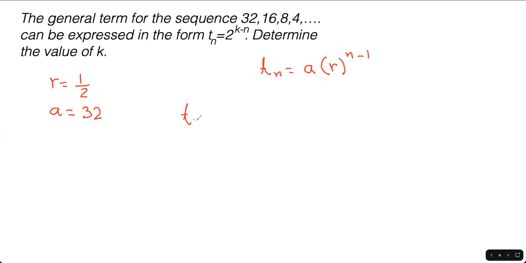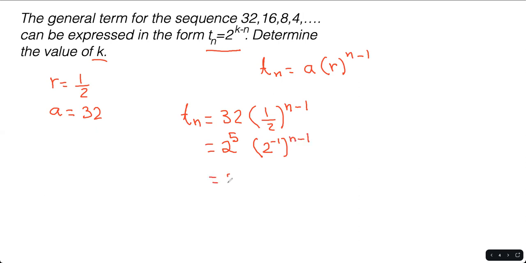So we could write Tn equals the first term, which is 32, times the common ratio 1/2 to the power of n minus 1. Now we're trying to make this look like the given form so we can figure out the value of k, because that's what we were asked for. The only way to do this is to change 32 to 2 to the power of 5, because that's what 32 is. And the half, you must change to 2 to the power of -1, because 2 to the power of -1 is a half. So we have 2 to the power of 5 times 2 to the power of -1, all to the power of n minus 1.